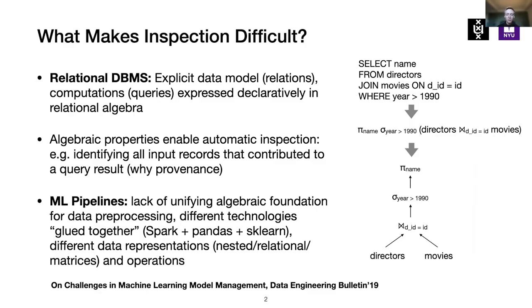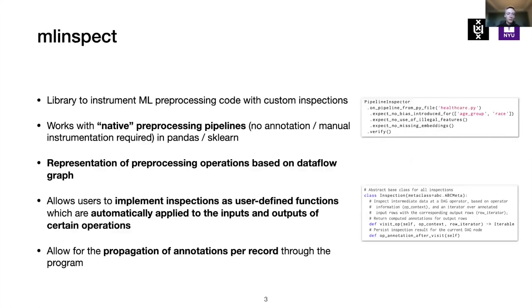The main idea is to use these common abstractions and extract an abstracted representation of the pipeline that makes analysis much easier. This extracted DAG is the basis for our library mlinspect. We use it to instrument machine learning pre-processing code with custom inspections, as you saw before. For this, you don't require users to change the code in any way. You have a declarative pipeline using pandas and scikit-learn. They can just input their code directly.